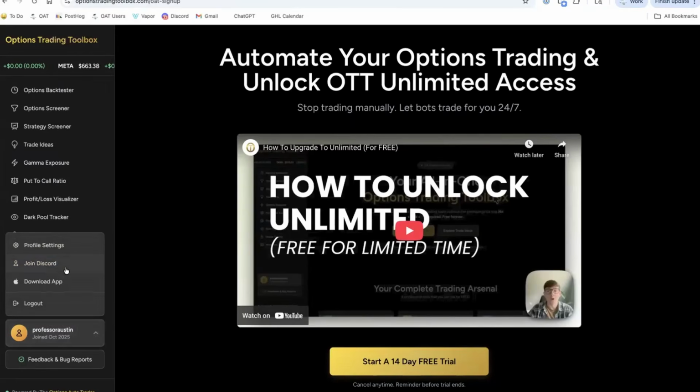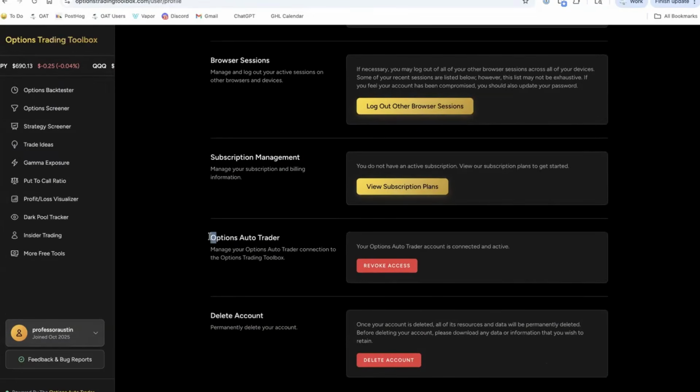I don't know where it says free account. As long as you go to your settings underneath the options auto trader, and if it says options auto trader is connected and active, then you're good to go. You have unlimited access. I don't know where it's saying free plan still, but if it is, just shoot me a message inside of feedback. I'll make sure that gets fixed. But as long as your options auto trader shows revoke access because it's connected, then you're good to go.